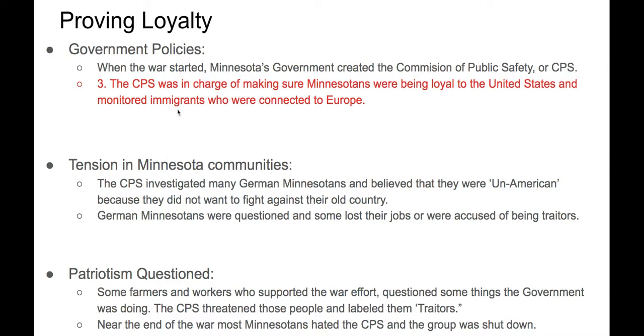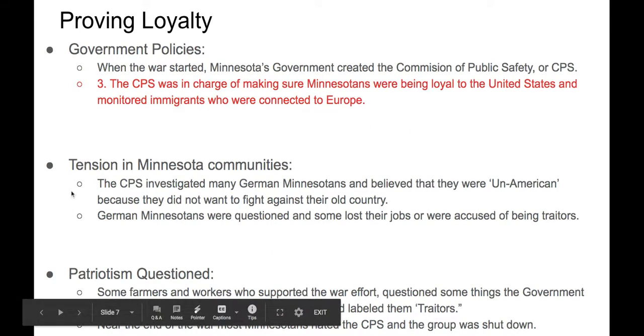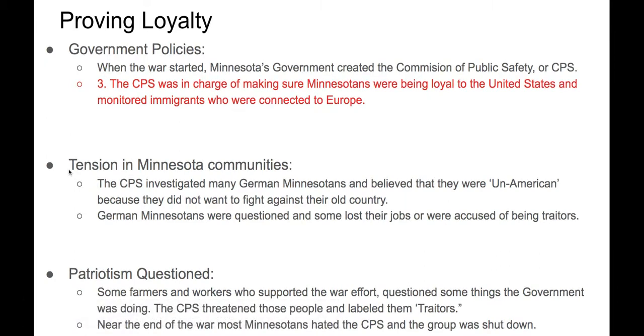So they actively monitored immigrants. Remember, immigrants are people who move from one country into another country. So they were monitoring immigrants who came from Europe. When we think about Minnesota's history and what we've learned about so far, most people who immigrated into Minnesota were from Europe. So they were monitoring many immigrants and making sure that they were fighting on the American side and not on the other side, like with the Germans. Okay, so this created a lot of tension, right? Tension is like fighting, people getting mad at each other.